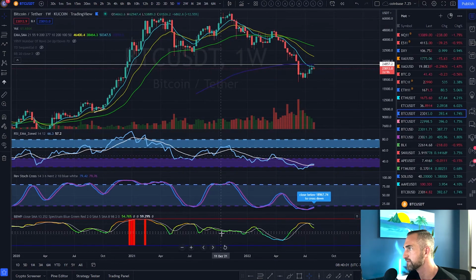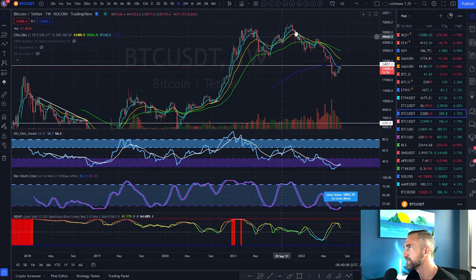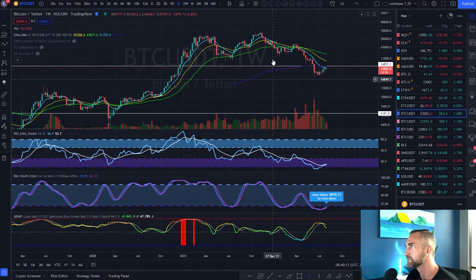But this is kind of a neutral move right here, and that was kind of our indicator that, hey, this little double top, the first double top in Bitcoin's history, was probably not going to lead onto those new all-time highs.